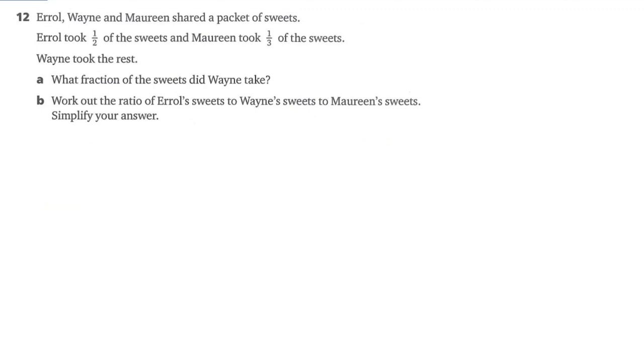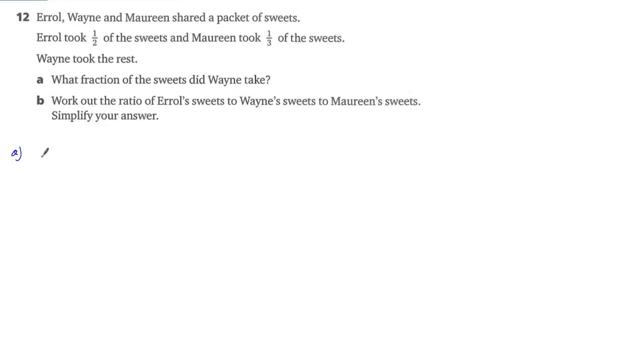And this is the last exercise. Errol, Wayne, and Moran shared a packet of sweets. Errol took one half of the sweets. Moran took one third of the sweets. Wayne took the rest. First question is, what fraction of the sweets did Wayne take?